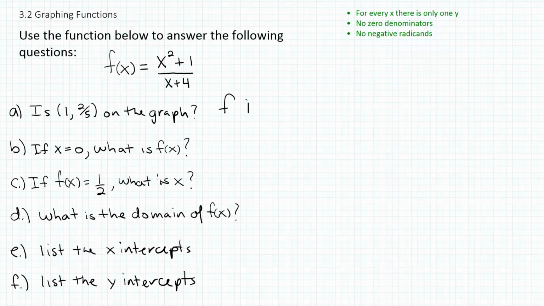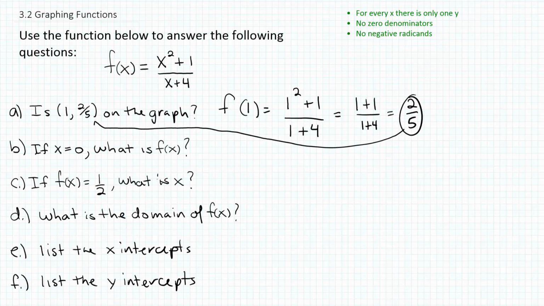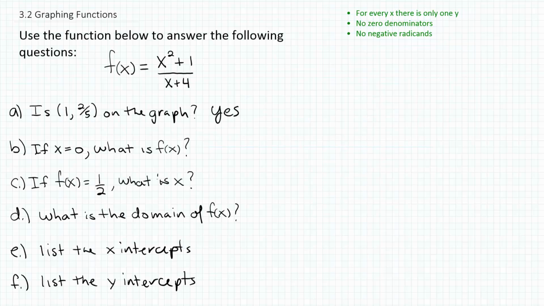All right, so f of 1 would be the same as saying 1 squared plus 1 over 1 plus 4. And when you do that, you end up with 1 plus 1 over 1 plus 4, or in other words, 2 over 5. And that is the number that they said we should get. So essentially, this point is on the graph. So our answer for this question then is yes. All right, let's go to part B.